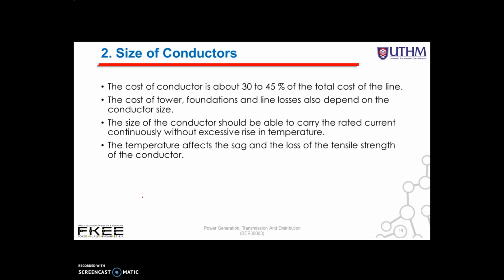Second is the size of the conductors. The cost of conductors is about 30 to 45% of the total cost of the line. The cost of tower, foundations, and line losses also depend on the conductor size. A bigger conductor size, of course, needs a bigger tower, foundations, and also causes higher line losses. The size of the conductor should be able to carry the rated current continuously without excessive rise in temperature, and the temperature affects the sag and the loss of tensile strength of the conductor.